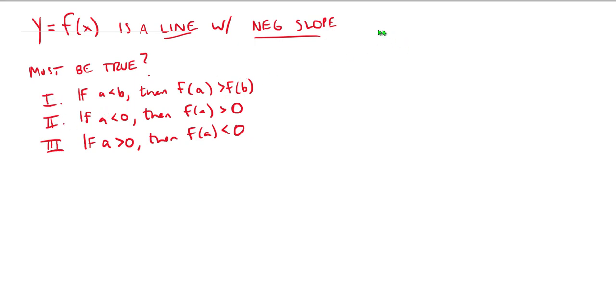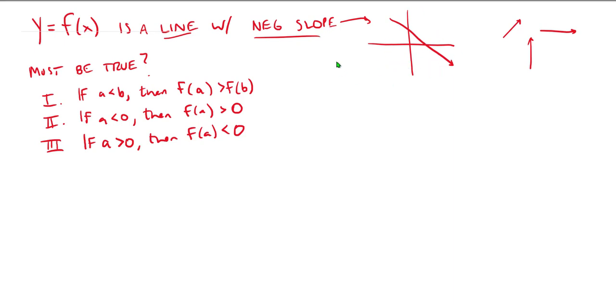So first things first, we need to know that a negatively sloped line looks like this. Okay, it's just sort of headed downhill. This is positive slope, this is zero slope, this is undefined slope, this here is negative slope. So that's the first thing we need to know.